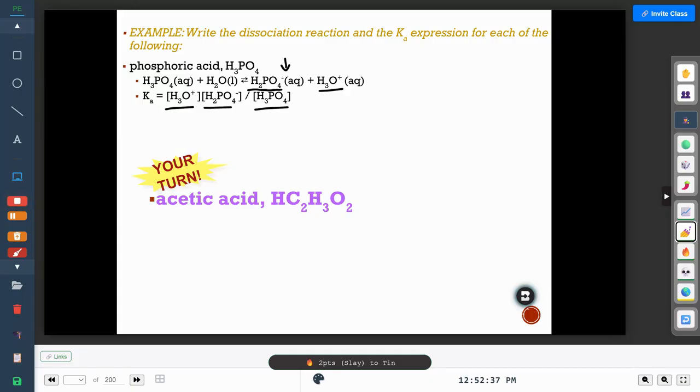You should now be able to do the same thing with acetic acid, another weak acid. So go ahead and write out the dissociation equation and the K sub A expression for HC2H3O2.